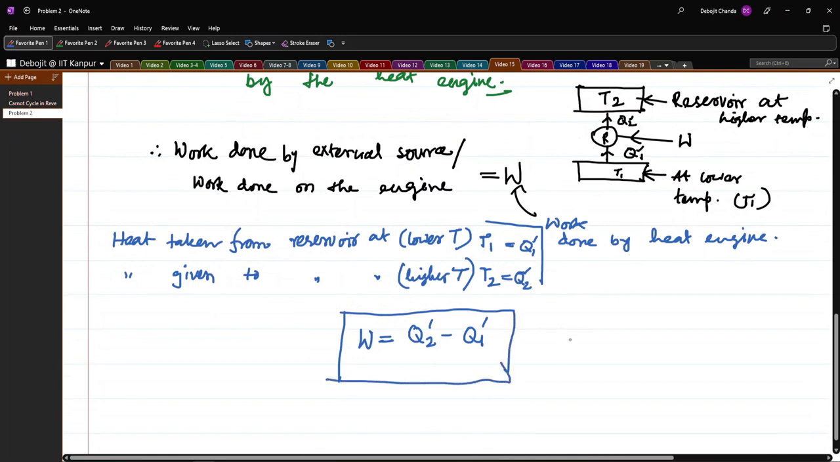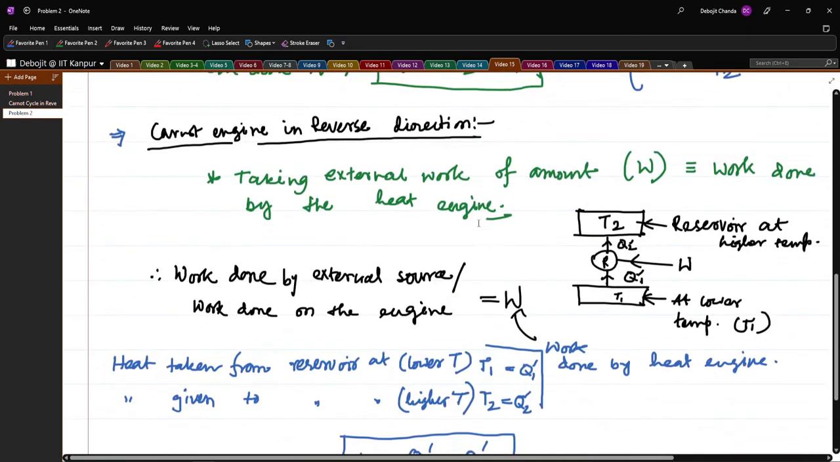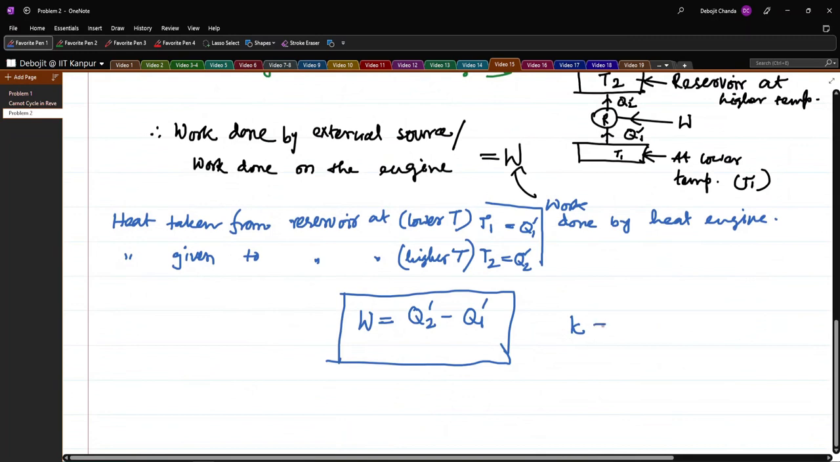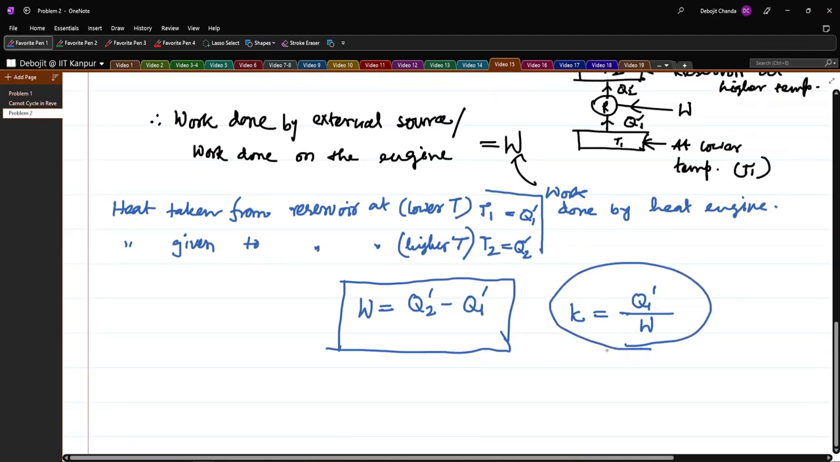And the efficiency, let us denote it by K, because we have already used the eta symbol here. This will be equal to Q1 dash by W, because for a refrigerator, the efficiency is defined as the amount of heat extracted from the colder reservoir to the total work done on the refrigerator.